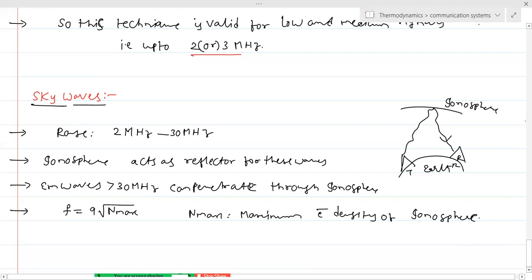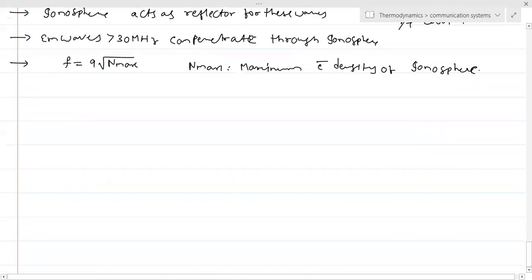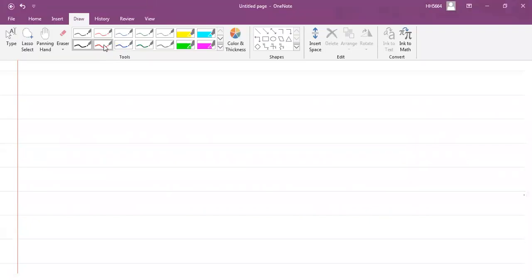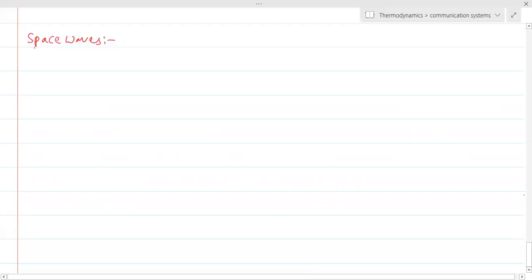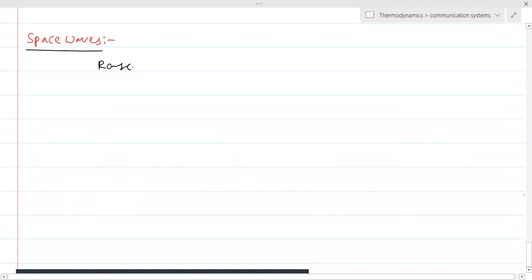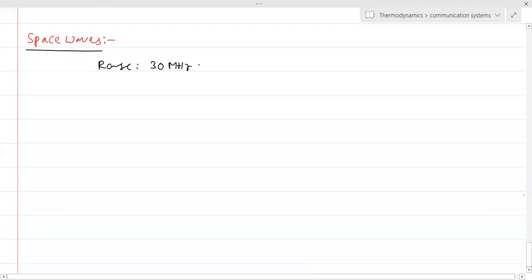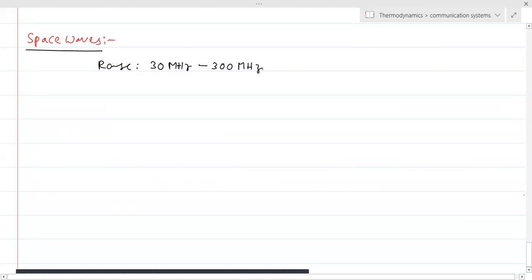Maximum electron density of ionosphere. So after this we are taking space waves. In the name itself we have the total information. That means these waves can propagate through the space. Their frequency range is from 30 megahertz to 300 megahertz.